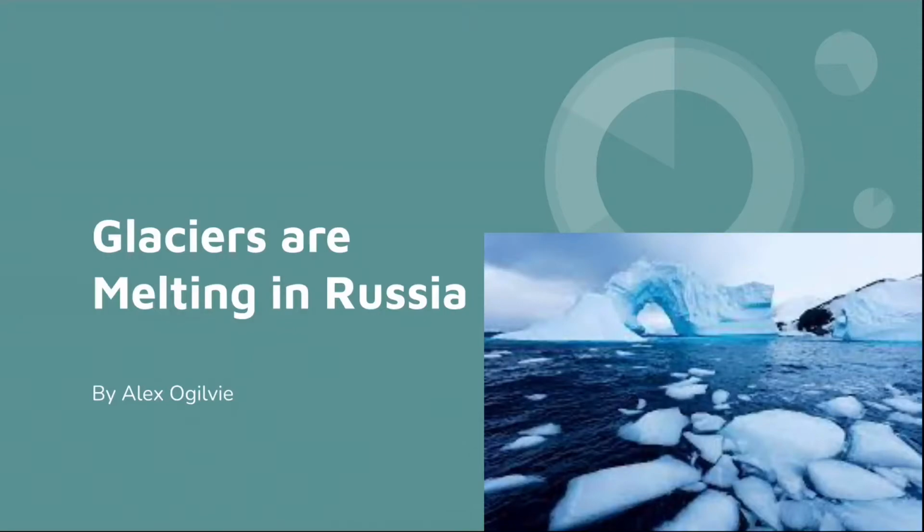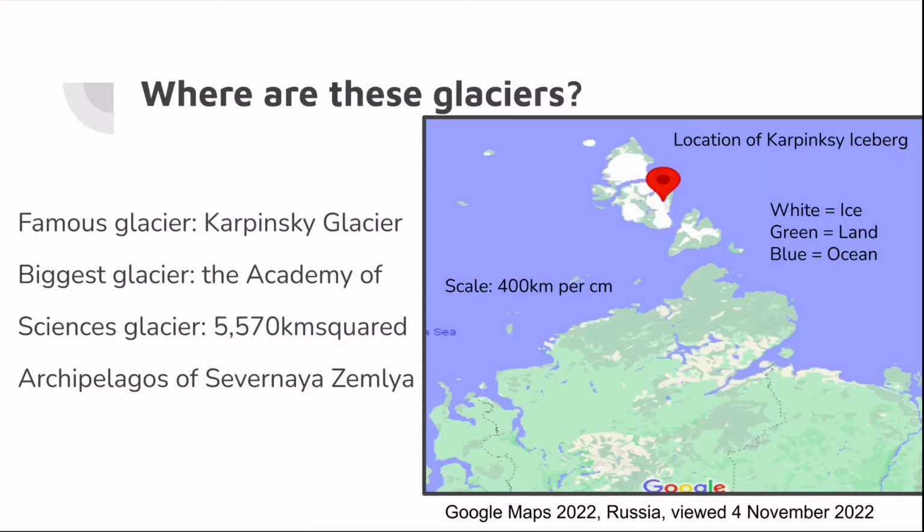Yo! In this video I'm going to be talking about the glaciers in Russia and the causes and impacts of them melting. So exactly where are these glaciers? The main glacier in Russia is called the Karpinsky Glacier.